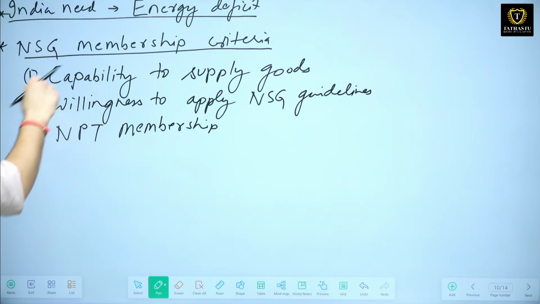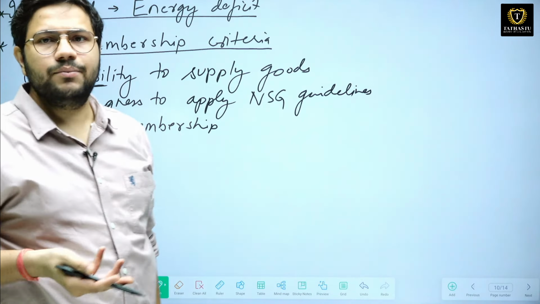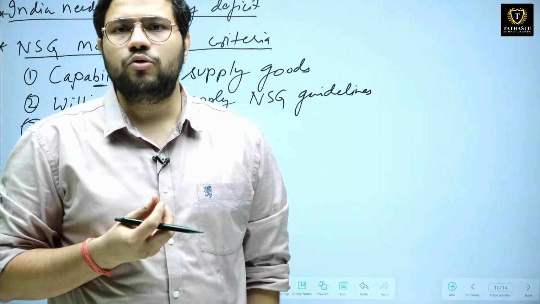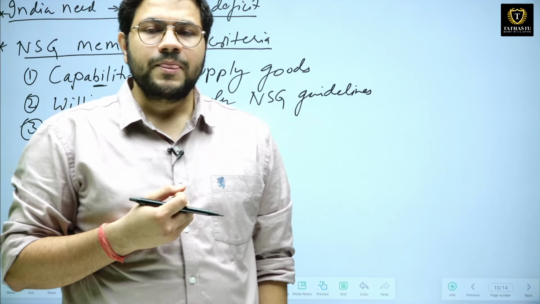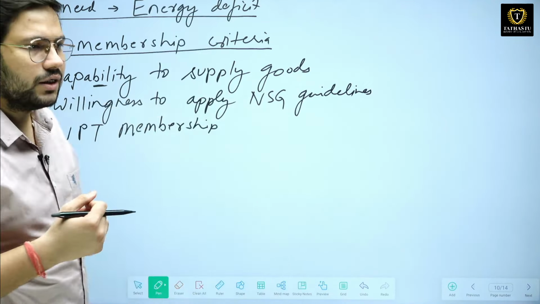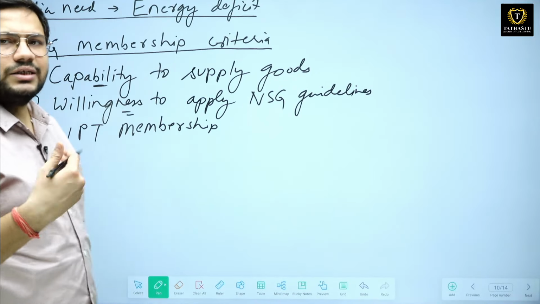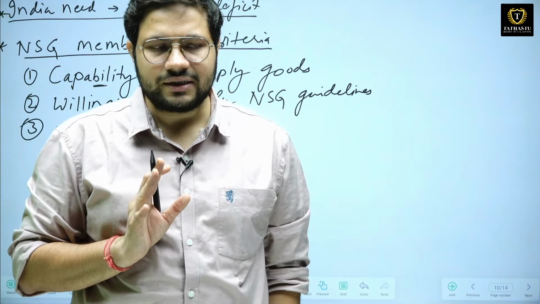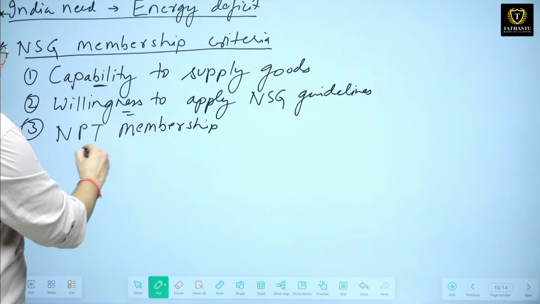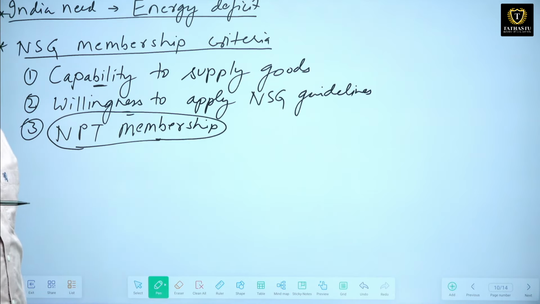Now, what are the criteria for joining the NSG? First, you should have the capability to supply goods, which India has, because we have some amount of nuclear energy and some nuclear technology that we could share with other countries. Second, willingness to apply NSG guidelines. This is something India is unilaterally doing from the start. Third is NPT membership. This is one thing where India lacks, as we do not have NPT membership.